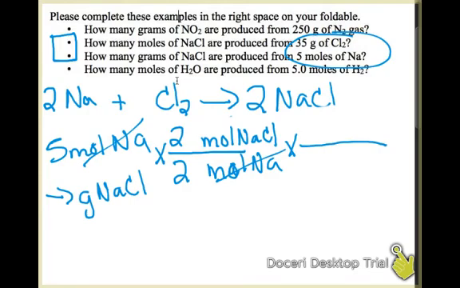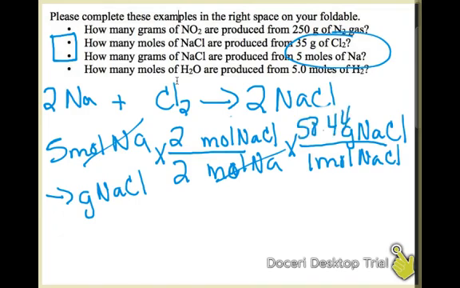So I do my molar mass, which we found from the periodic table. 1 mole of sodium chloride has a mass of, sodium is 22.99, chlorine is 35.45. Since there's only 1 of each, you just add them together. We get a mass of 58.44. This unit cancels out this unit, and we are left with grams of sodium chloride, which is what we want.